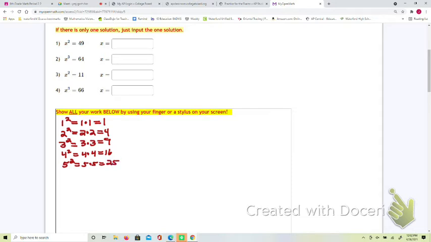Just write. I know it's a lot. This is the longest one. 6 squared equals 6 times 6 equals 36. 7 squared equals 7 times 7 equals 49.